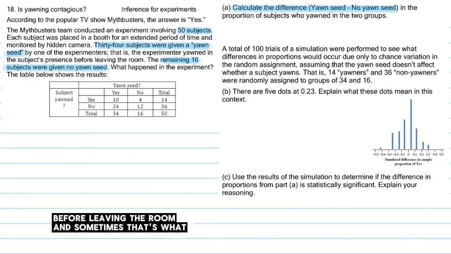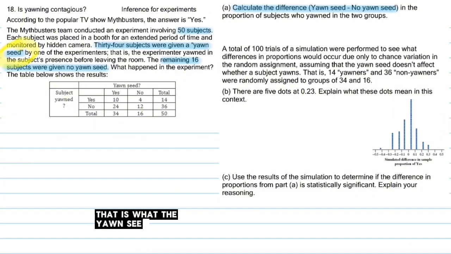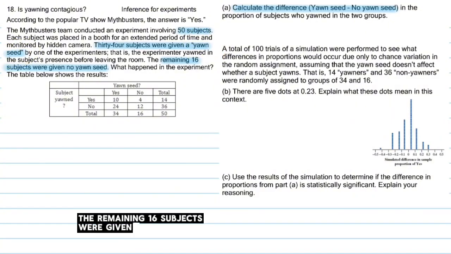And sometimes that's what happens. You see somebody yawn, so you in turn yawn. That is what the yawn seed idea is talked about here. The remaining 16 subjects were given no yawn seed. So notice it's not a 25-25 person split. It is 34-16. What happened in the experiment? The table below shows the results.